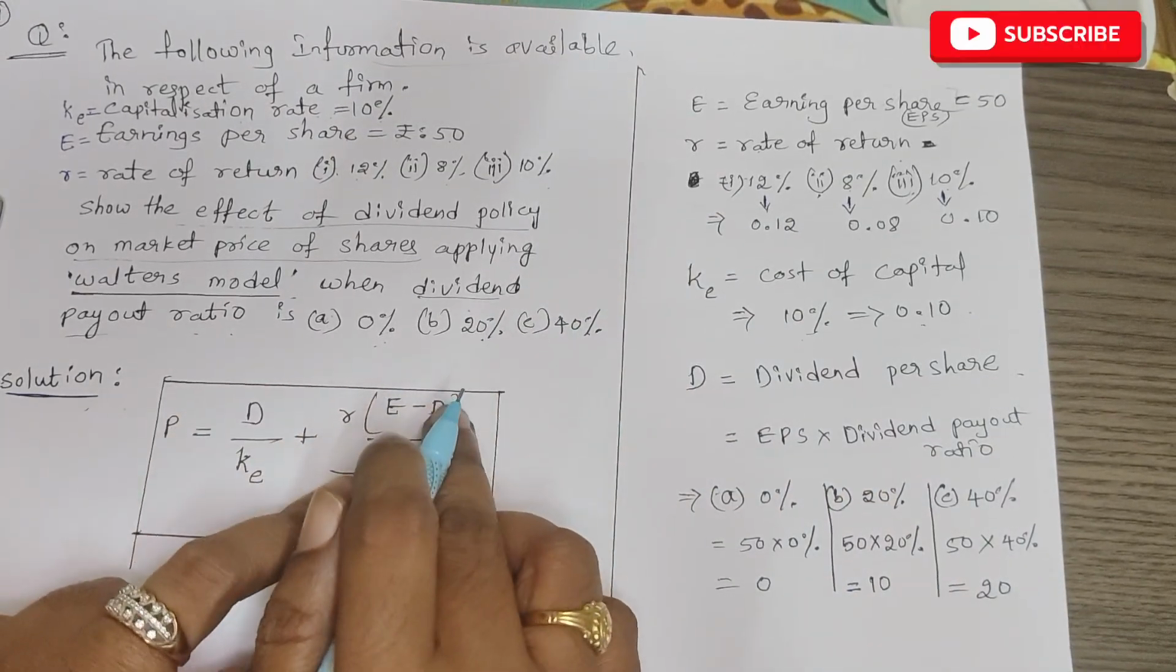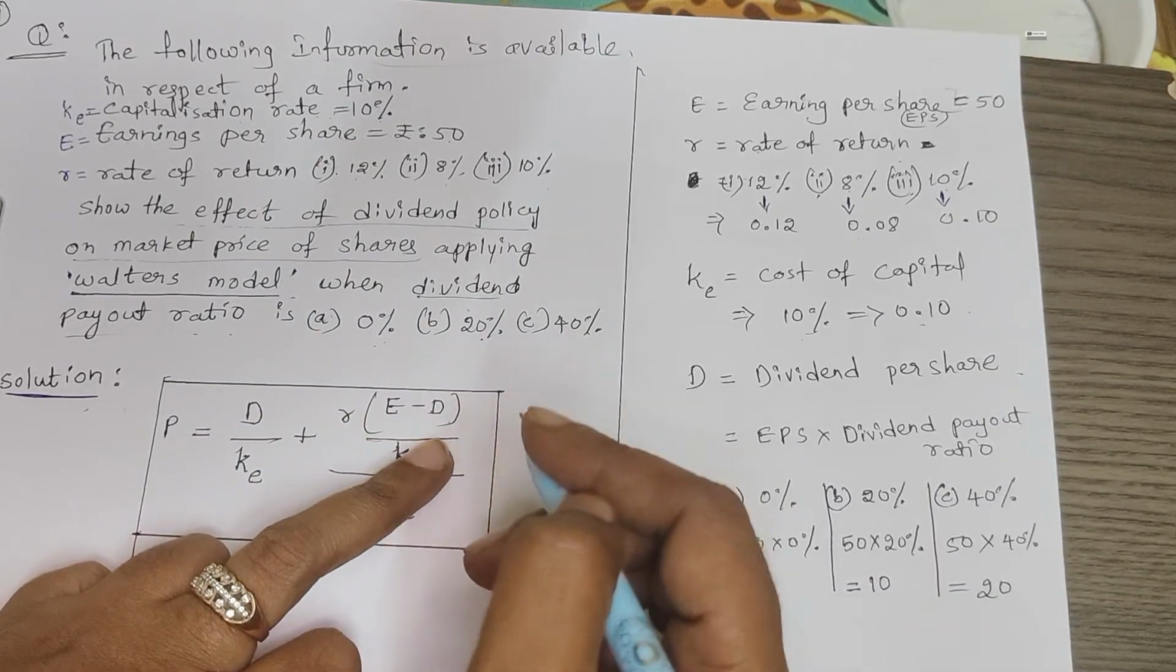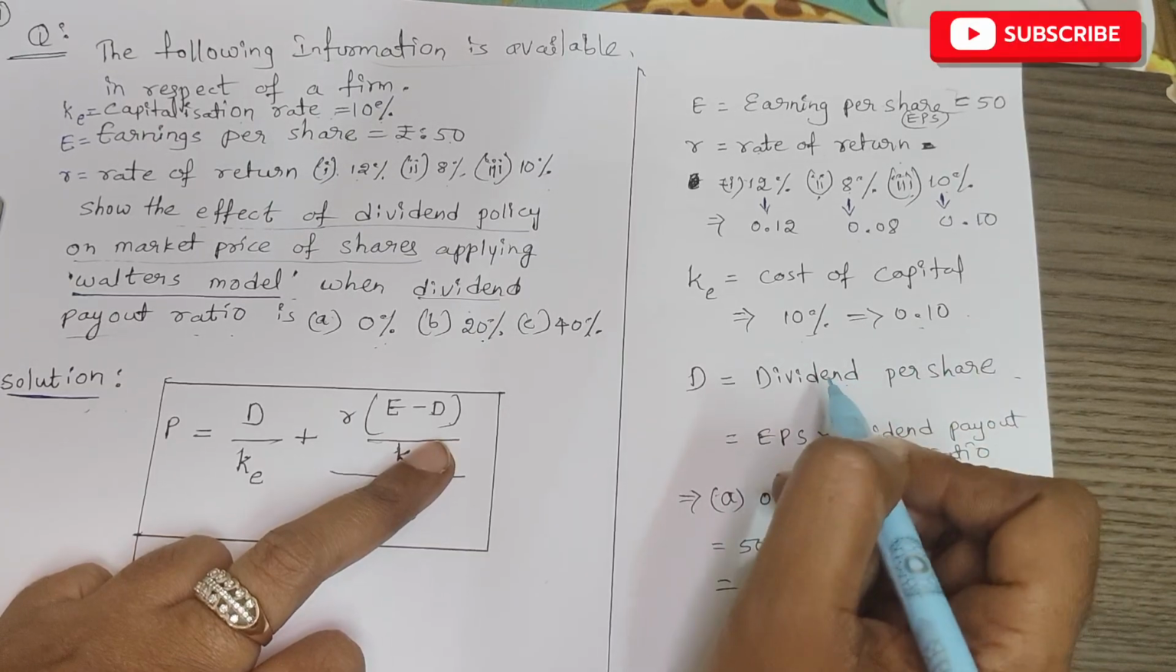Here D, here also D. Dividend payout ratio here given. Actually, we required dividend per share. D is equals to dividend per share. Okay, what is the per share dividend? We need to find out.